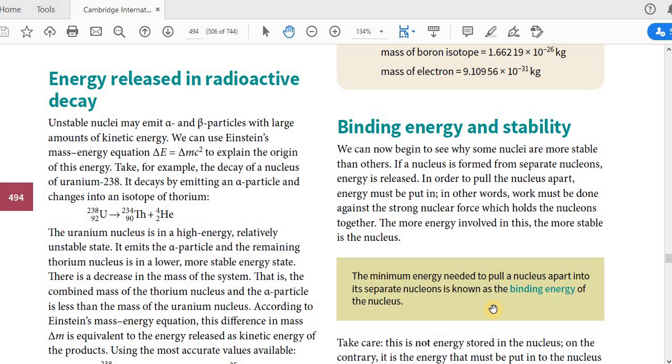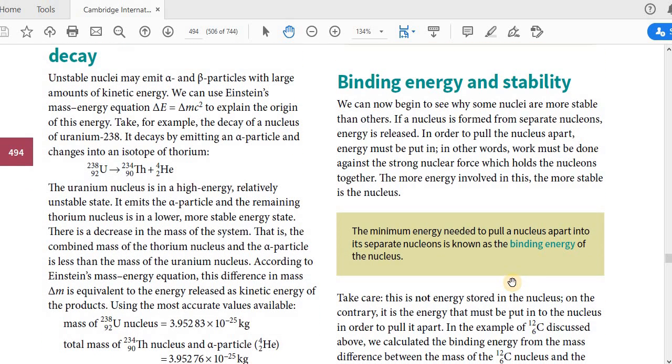Now this definition may not be very complete, but most of the definitions are very complete. The minimum energy needed to pull a nucleus apart into its separate nucleons to infinity is known as the binding energy of the nucleus. So the nucleons are protons and neutrons. To separate them, you will need energy, and you have to separate them to infinity. So that has to be added to the definition, and you can also go through the glossary of the book that also has certain definitions.